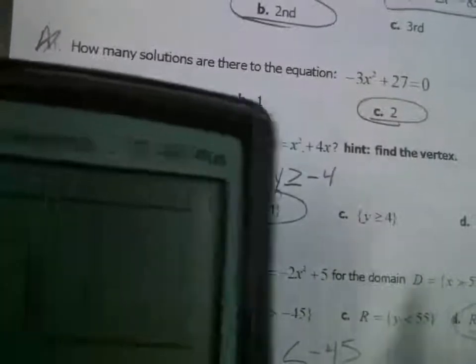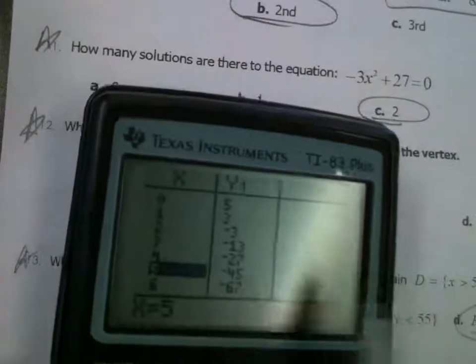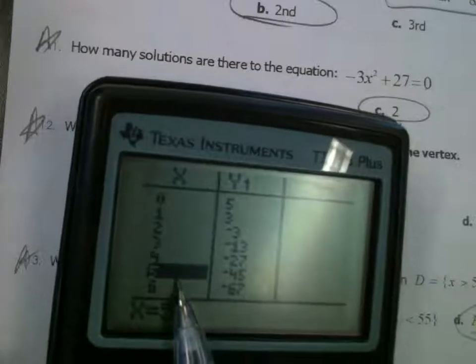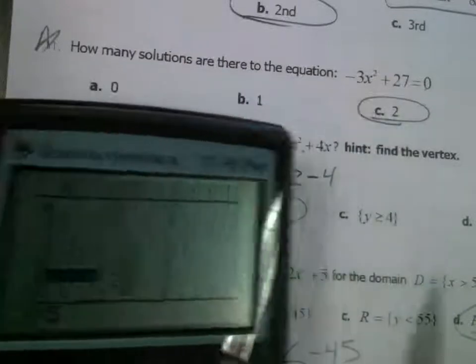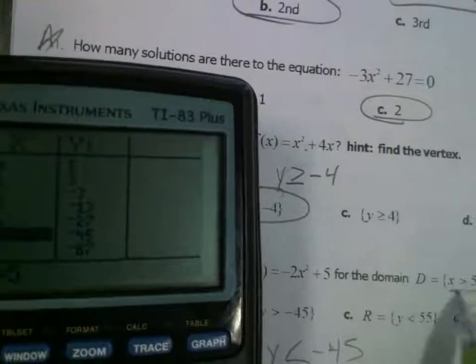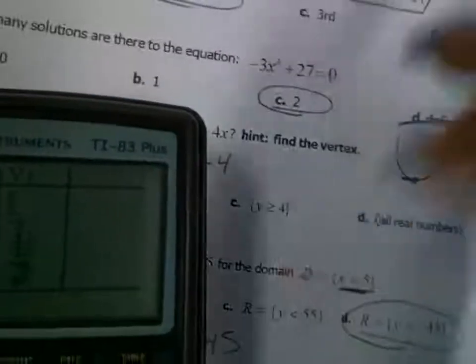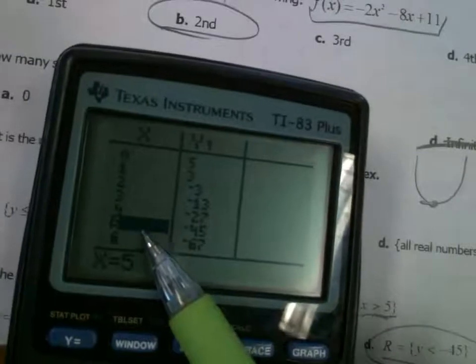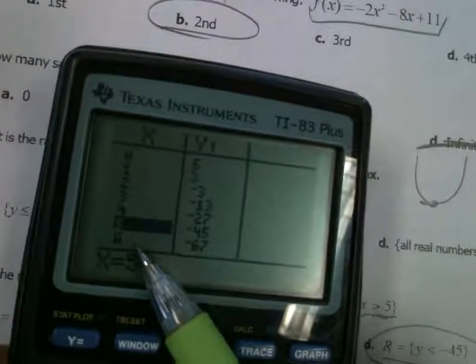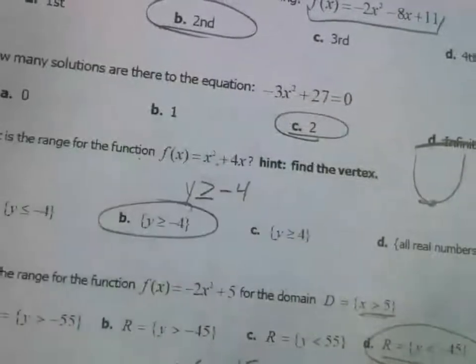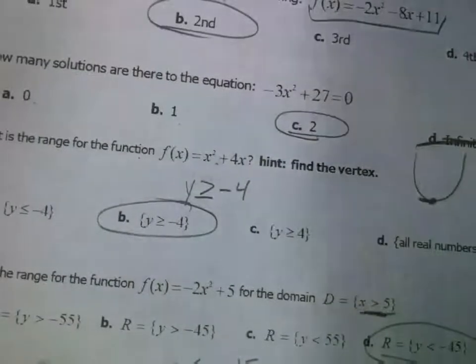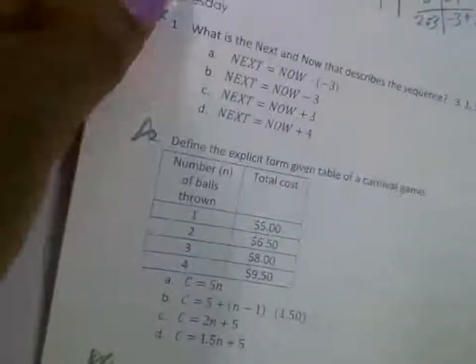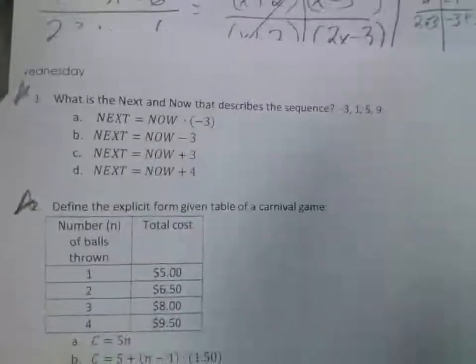And why did I choose that? Because look, it's telling you that your x value has to be greater than 5. So greater than 5 means 6, 7, 8, 9, and so on and so forth. That's what that's saying. That was weird wording, y'all. This one's Wednesday.